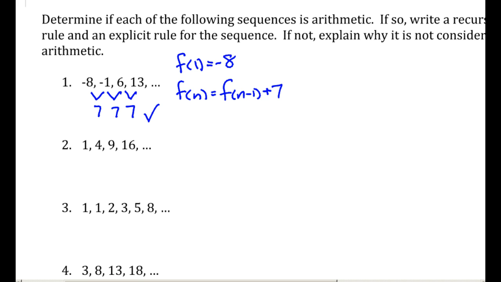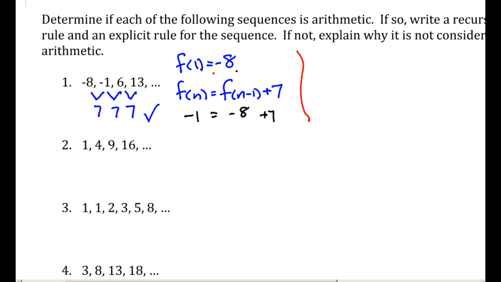And remember, this fancy recursive writing is just another way of saying, in order to get -1, this term, you have to take the previous term, -8, and add 7. -8 plus 7 is -1. That's all this is saying and meaning. Okay? And then go ahead and do the explicit.